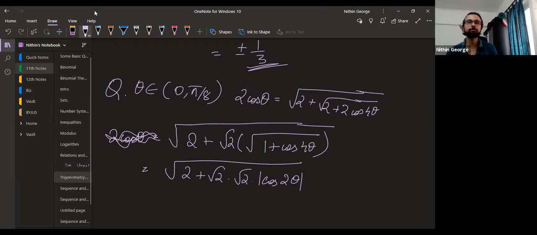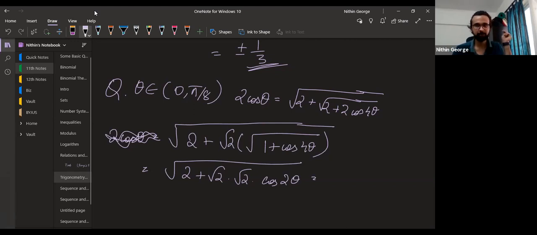I won't care about the modulus of cos 2 theta because it will be cos 2 theta. Why is that the case? Because theta is between 0 and pi by 8. So 2 theta will be between 0 and pi by 4. Cos of that is always positive, so I'll remove the modulus.